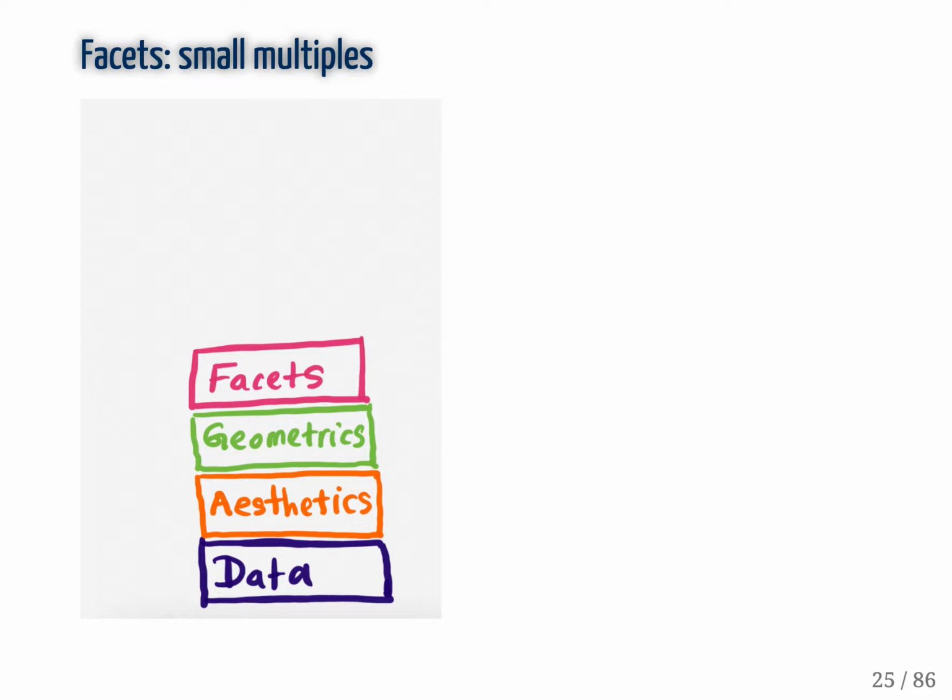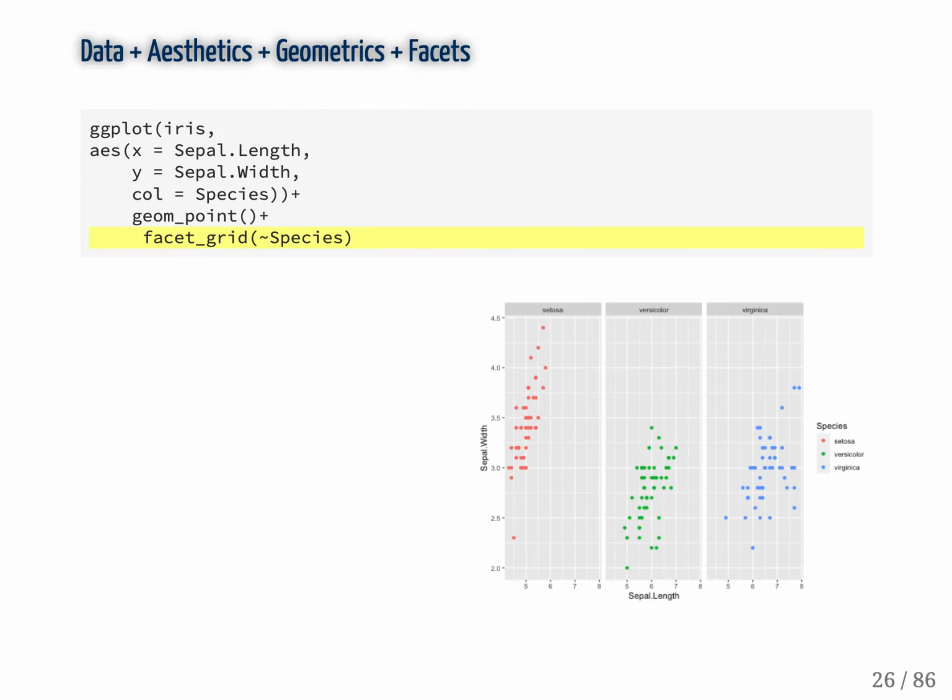Next layer is faceting. Facets define the number of panels. They are also called small multiples. This allows you to look at small subsets of data in separate panels. Here I add a new layer, facet_grid. Now three species types are plotted in three separate panels.